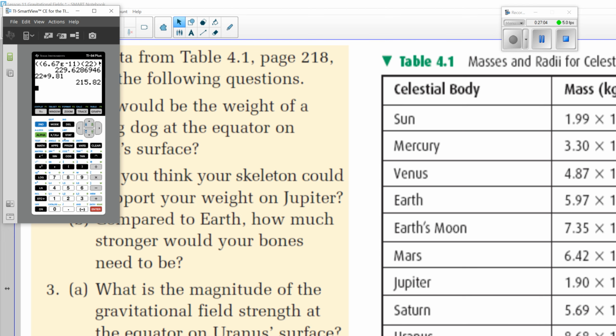On Jupiter, if we calculated your weight, do you think your skeleton could support it? Rather than calculate my weight on Jupiter, I'm just going to calculate the gravitational field strength on Jupiter and compare that to 9.81. So I'm going to go 6.67 e negative 11, and then the mass of Jupiter is 1.9 e 27.